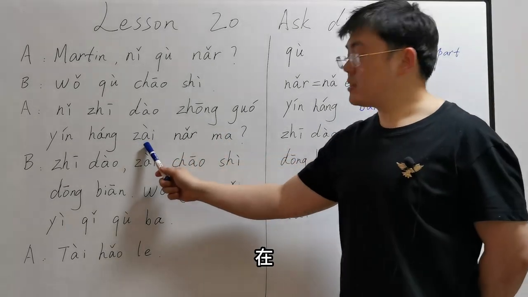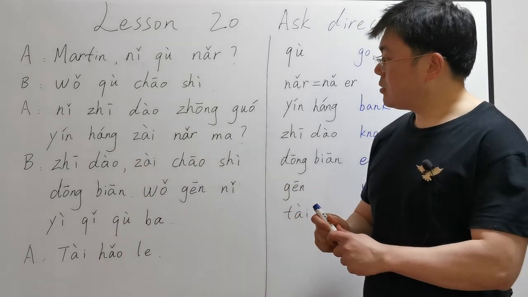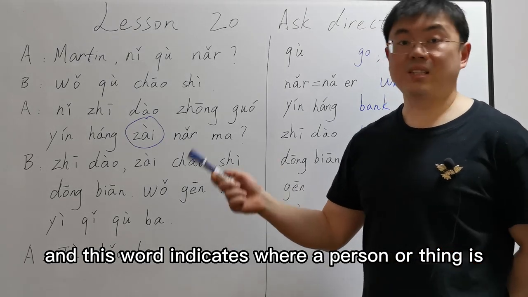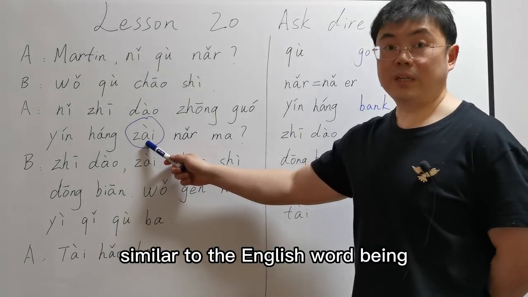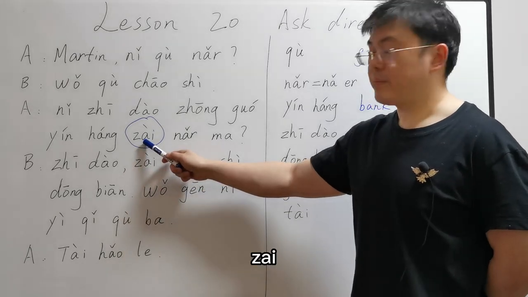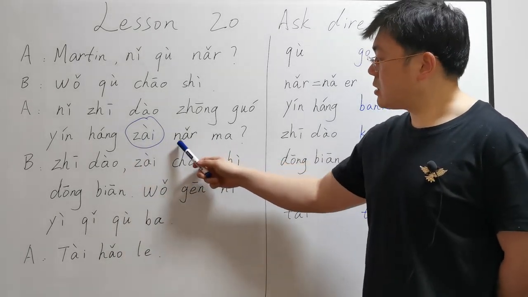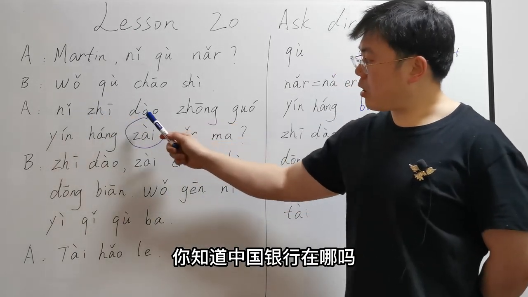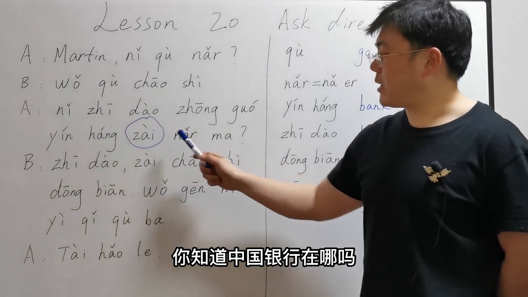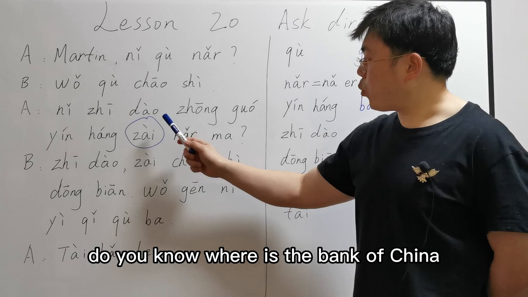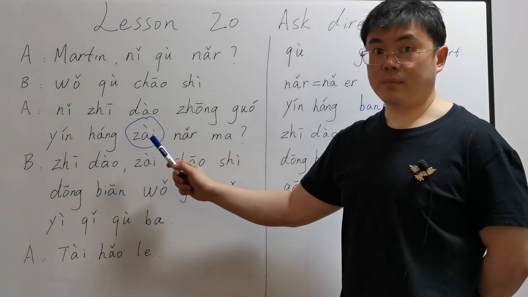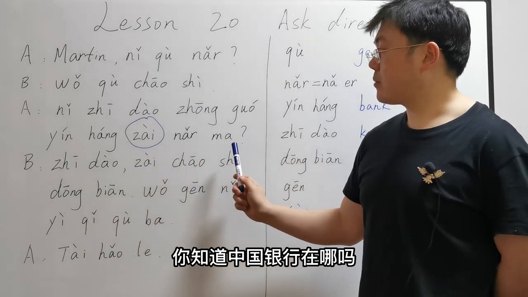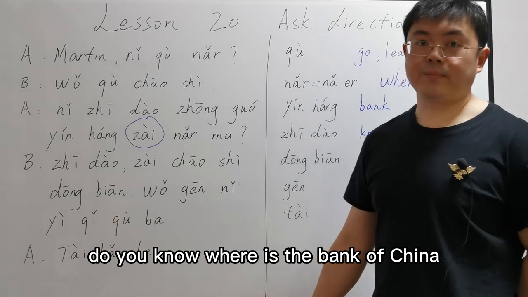Okay? 在. And this word indicates where a person or thing is, similar to the English word being. 在, 哪儿 means where. 吗, question word. 你知道中国银行在哪儿吗? Do you know where the Bank of China is? 你知道中国银行在哪儿吗? Do you know where the Bank of China is?